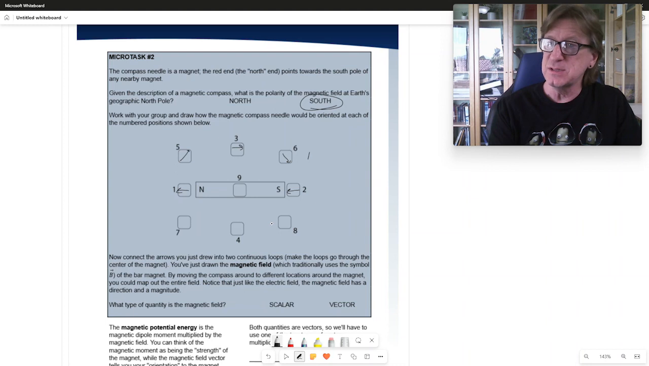Now, the bottom side is going to be just the opposite. So here, it's going to try to bend towards that South Pole. It's only going to point away when it's directly lined up with that North Pole. Then here it's going to go this way, and then this way. So now that you've drawn those, we want you to connect those lines. It would look something like this.